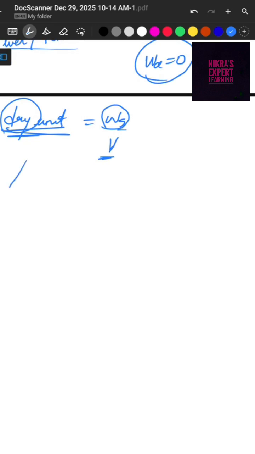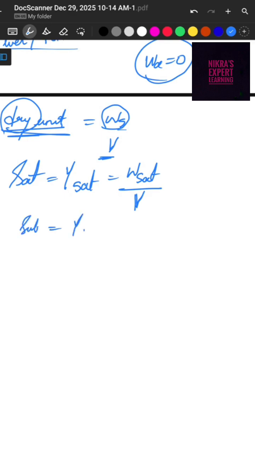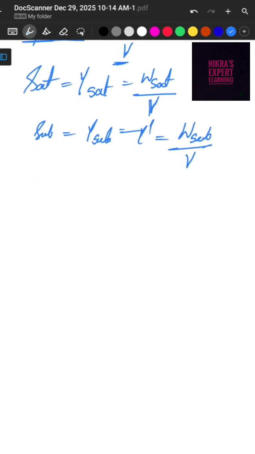Next we have saturated unit weight. Saturated unit weight is gamma sat. For this we take the weight of the saturated soil divided by the volume. And when I'm talking about submerged unit weight, it is represented as gamma dash. So gamma dash equals the weight of the submerged soil divided by volume. And based on the Archimedes principle, remember that gamma submerged equals saturated unit weight minus water unit weight.